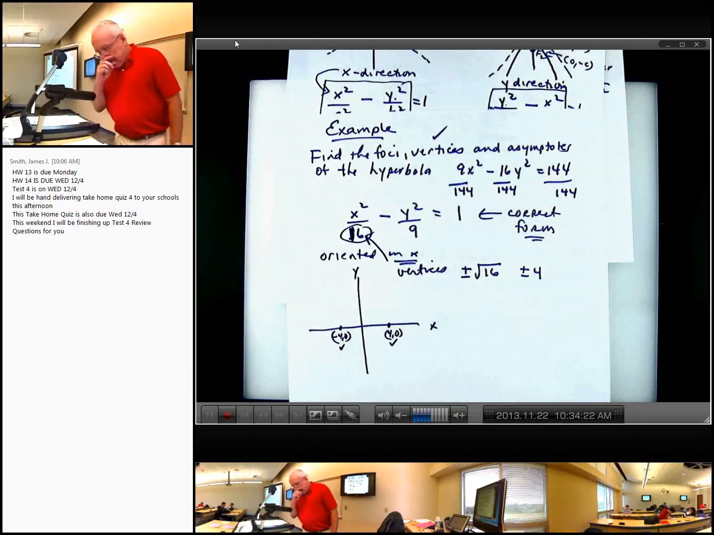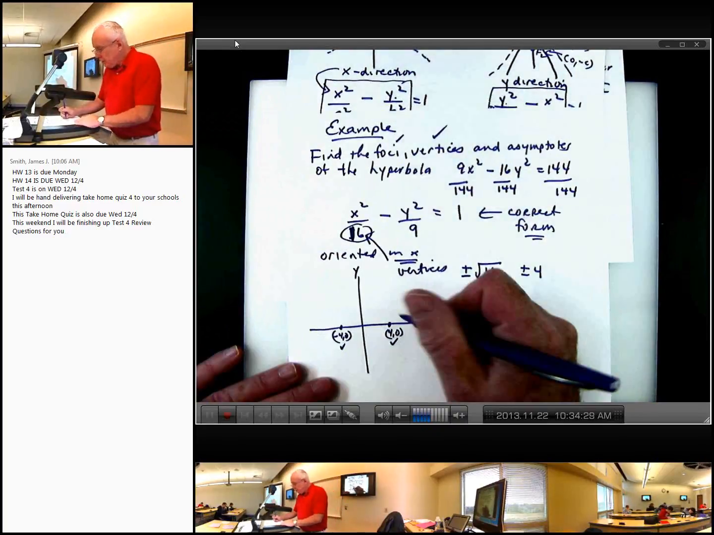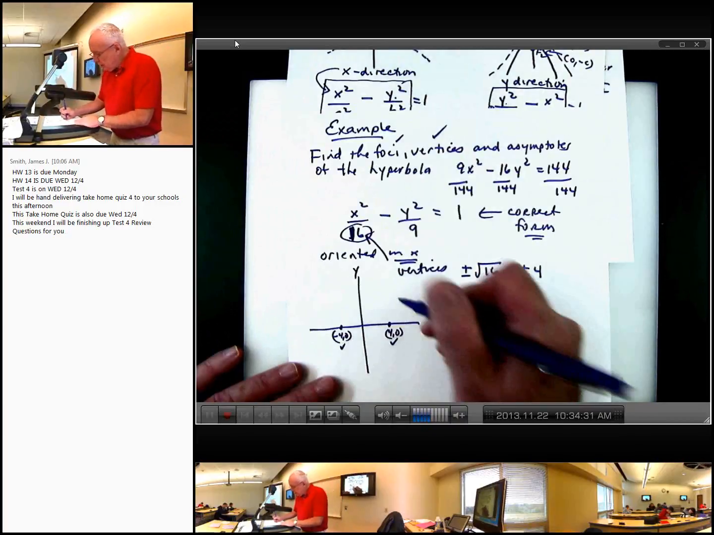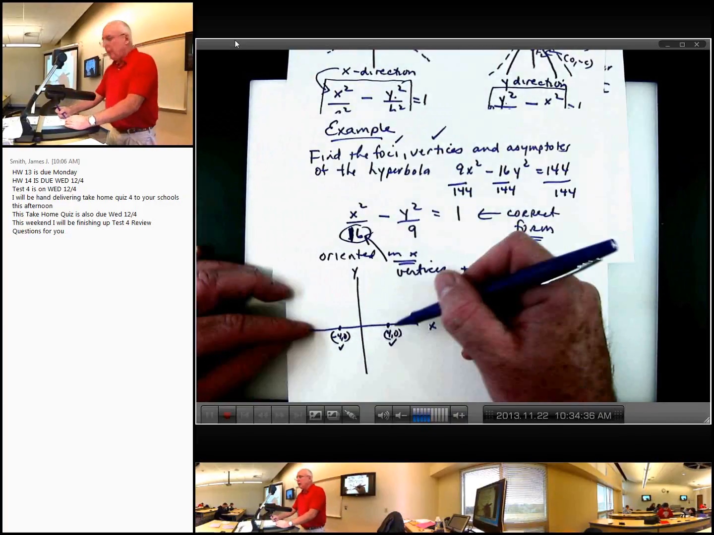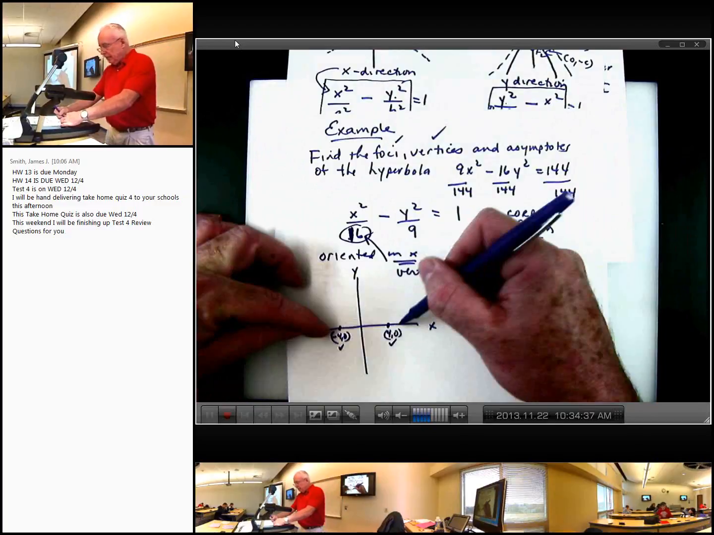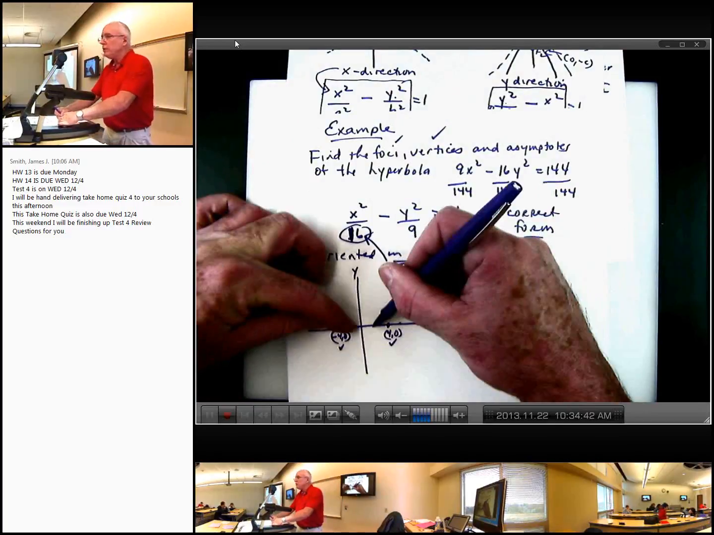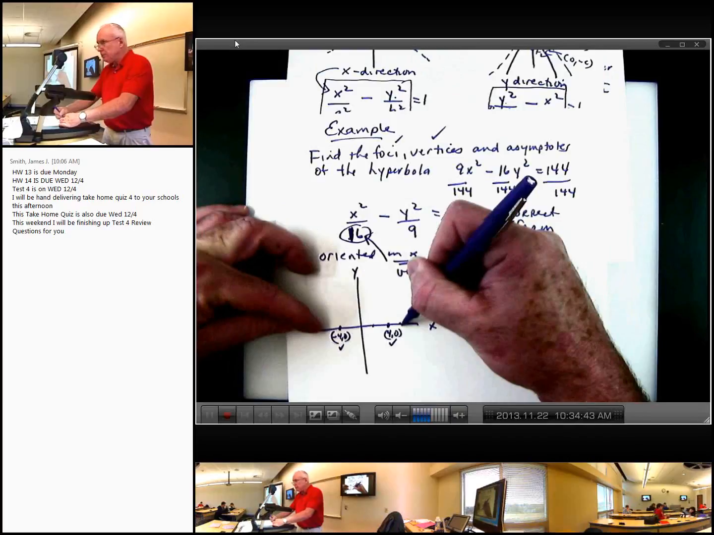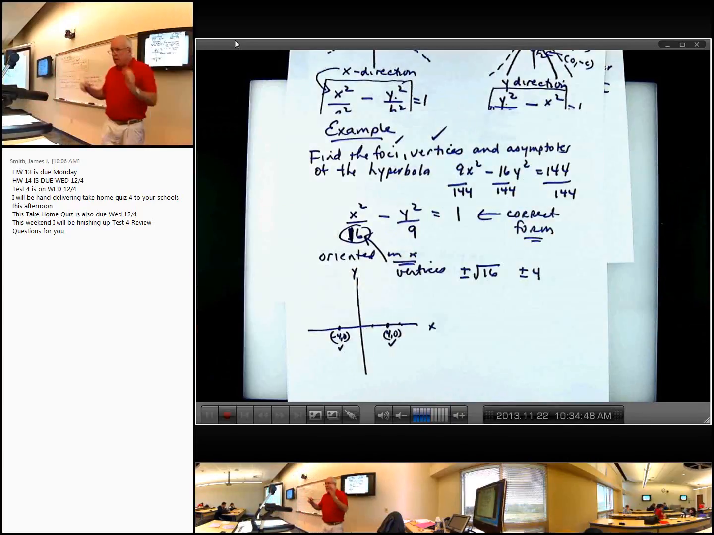Then it wants us to get the foci. Now, let me ask this question. Are the foci going to be in this general area or in this general area? Outside, so to speak, or inside? They're going to be on the outside, right? Because they're going to be inside those shapes.